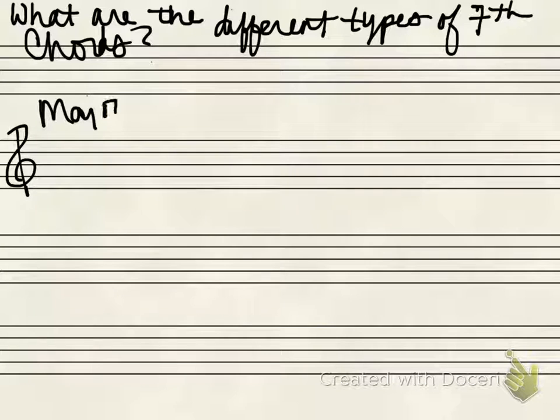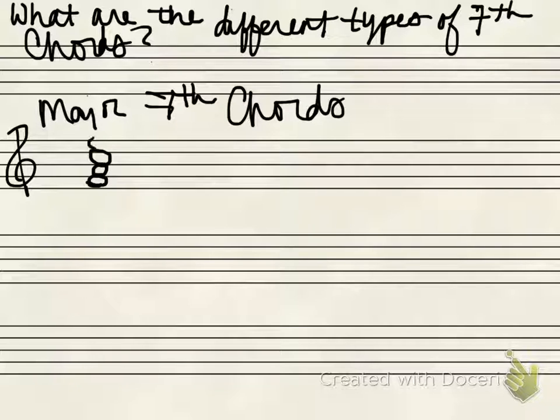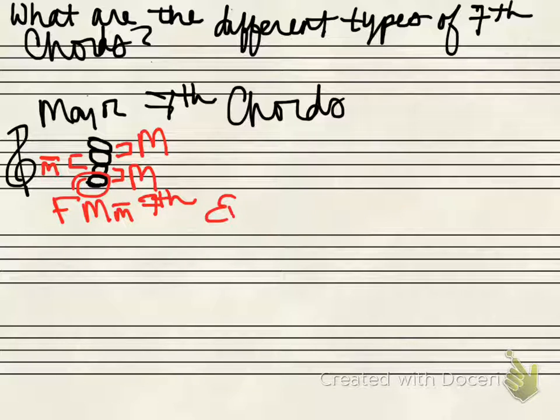We're going to start in treble clef, and we're going to start with the major seventh chords. We're going to do all of these first examples on F. So the first triad is major, the second triad is minor, and the top triad is also major. So you notate that by making an F, a major, a minor symbol, and then seventh.